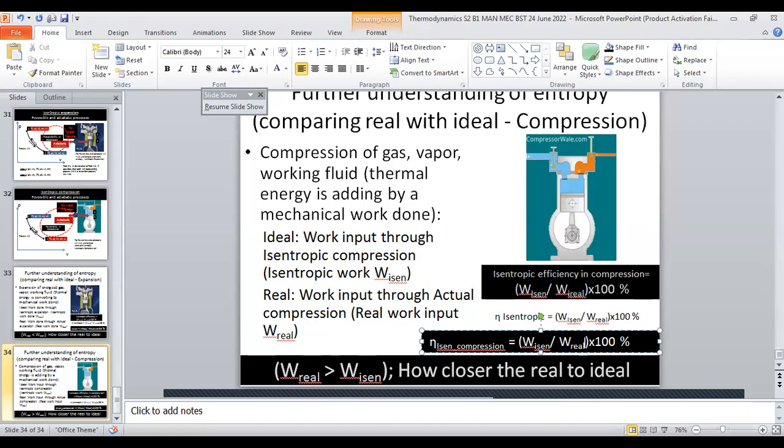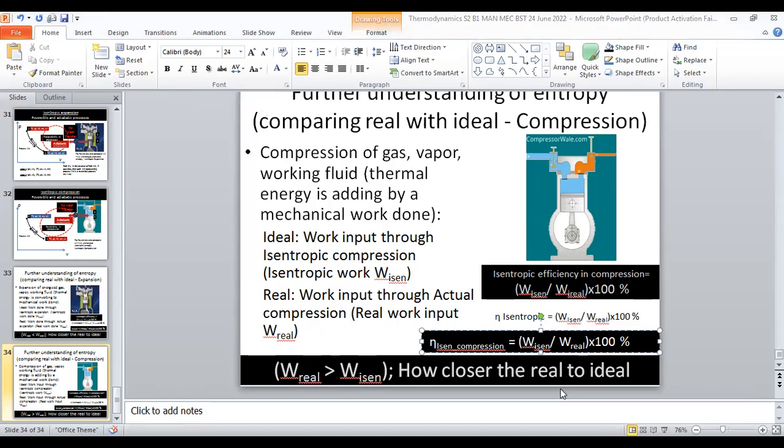Very important: how close is W real to W isentropic? Oh, ideal. That is very important. How close is this to the ideal case? The ideal is the best case here. So always reduce entropy generation. It is extremely important.